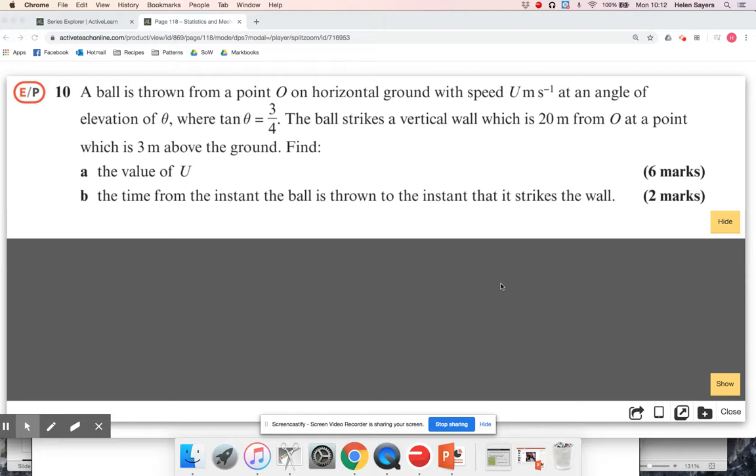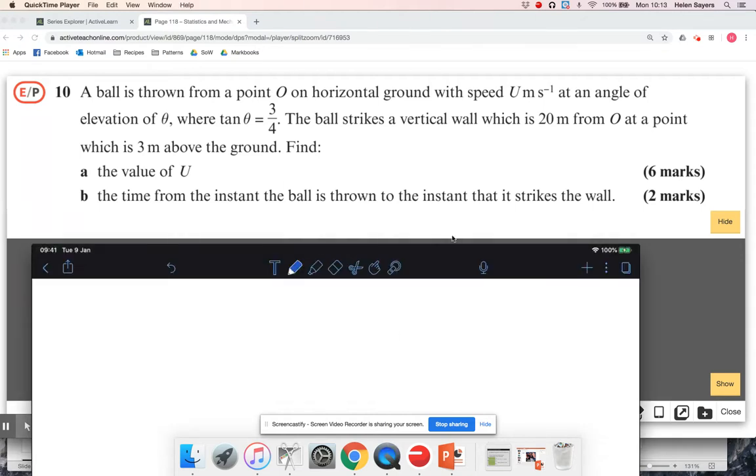Okay, we're looking at the second year Stats and Mechanics textbook, exercise 6C, question 10. So we're on projectiles, so let's see what's going on here.